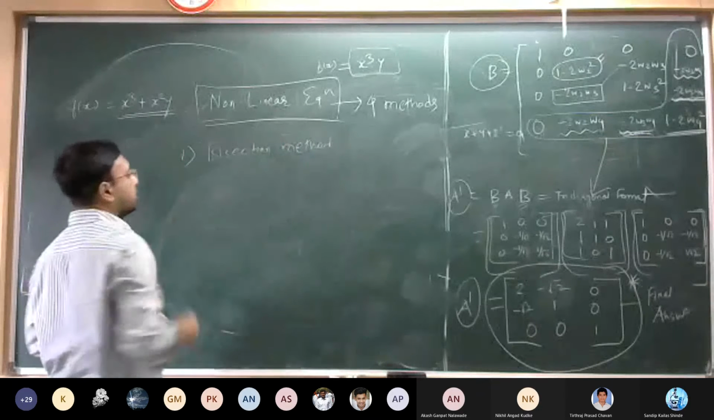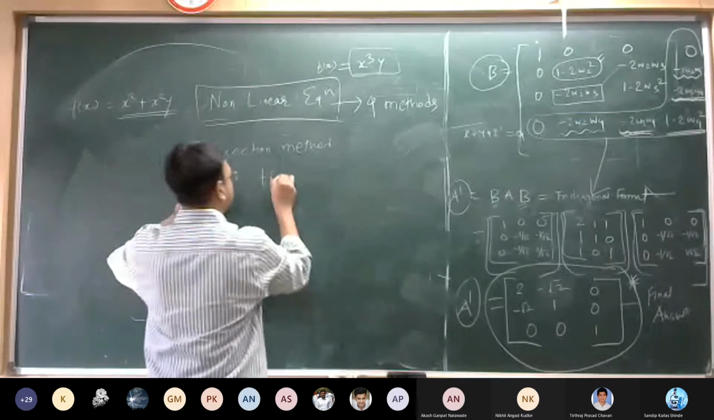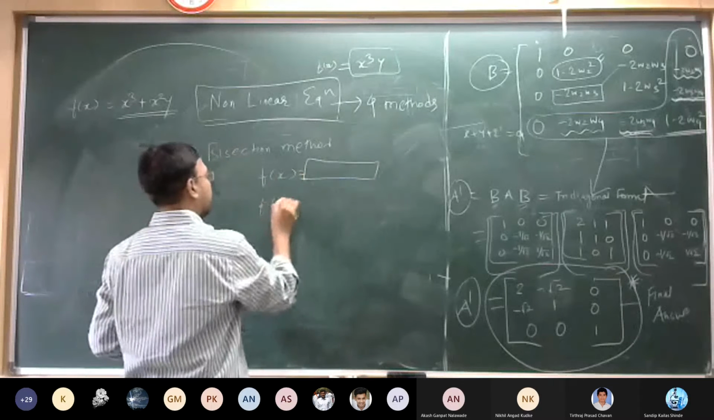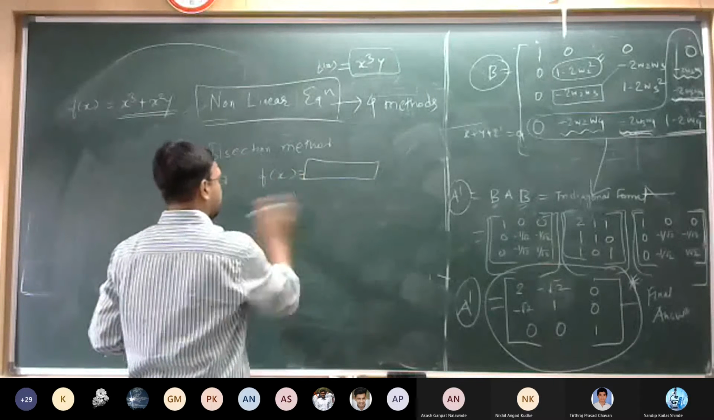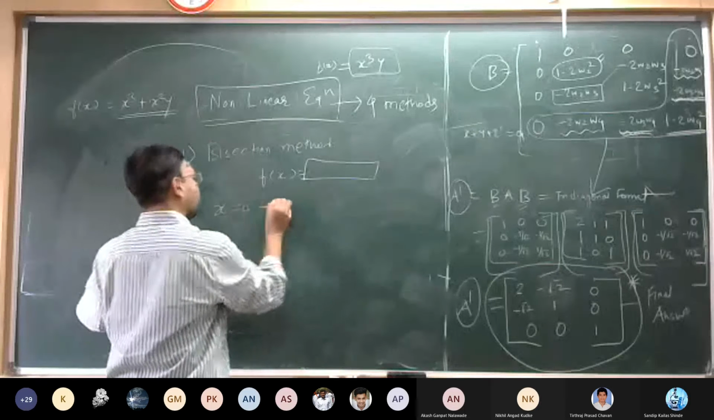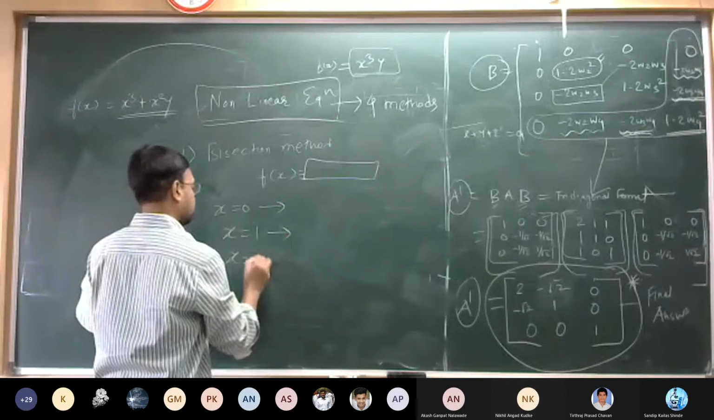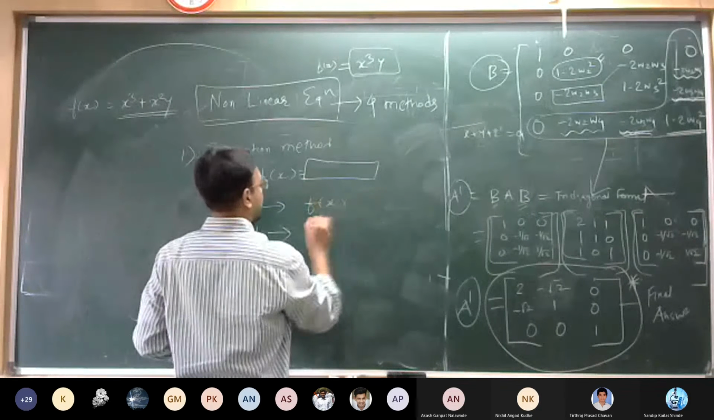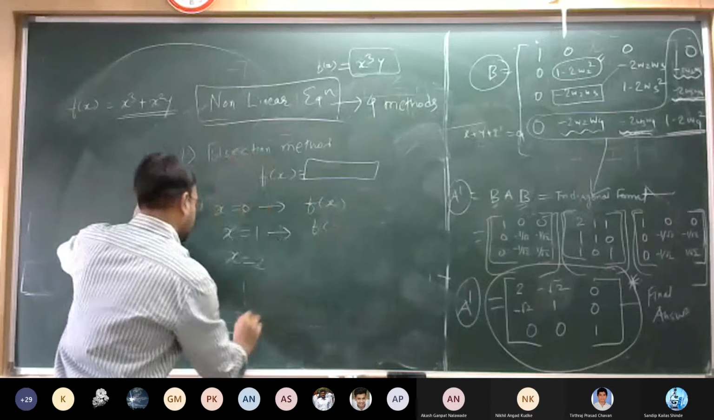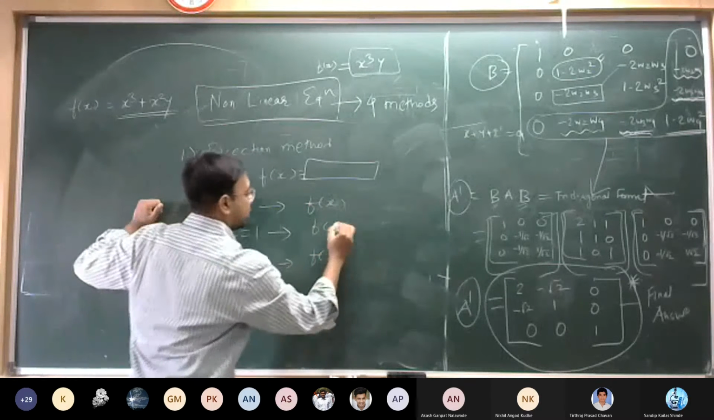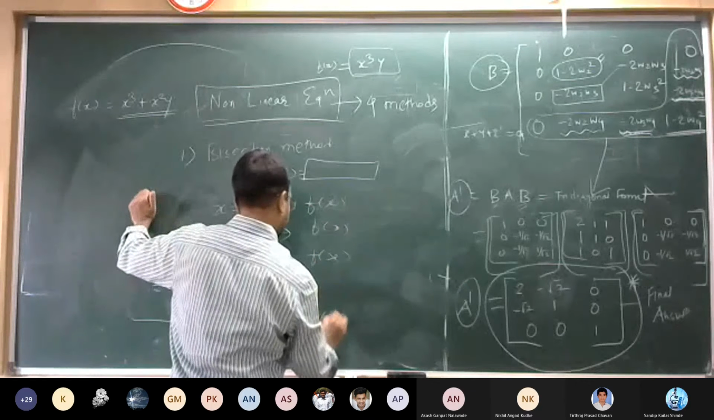So in this particular bisection method, the f(x) equation would be given. We have to put the value of 0. So when x is equal to 0, what will be the impact? When x is equal to 1, what will be the solution? What will be the f(x) value? We have to go up to n values where this f(x) value changes its sign.